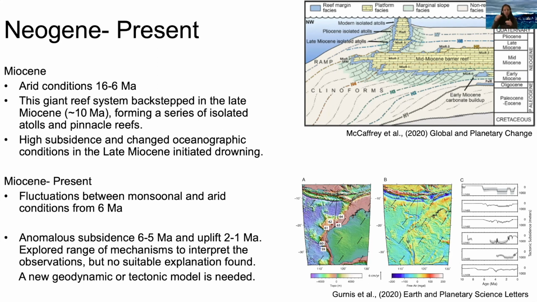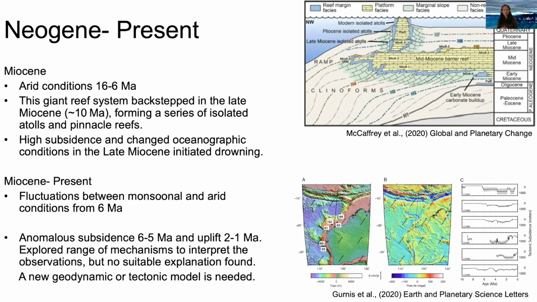But then also, as Australia moves northward, there are changes in circulation patterns, and also more arid conditions in Australia from 16 to 6 MA. And then from 6 MA onwards, we have fluctuations between monsoonal and arid conditions.